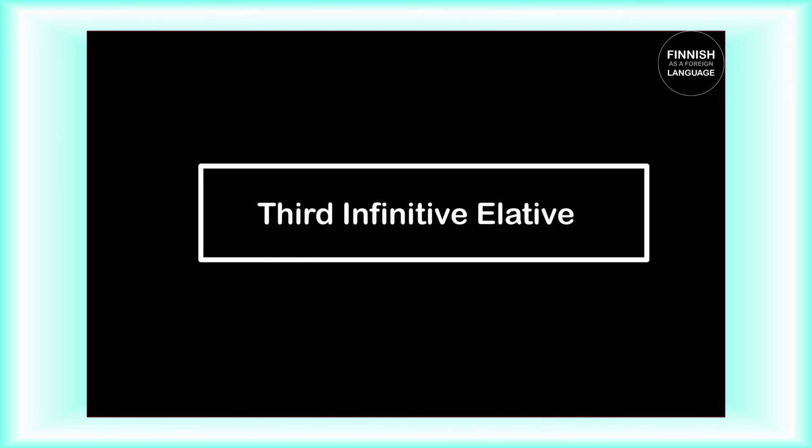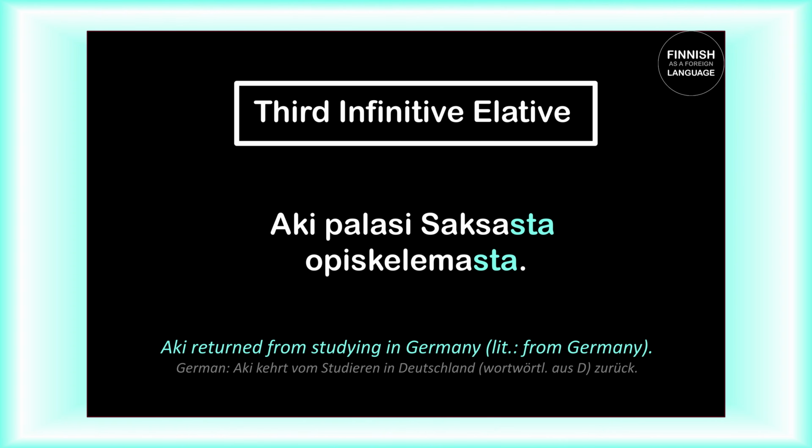Alright, now we move on to our next chapter, the third infinitive elative. This one is used when we want to say that we have returned from doing an action. For example, Aki palasi Saksasta opiskelemasta. Aki returned from studying in Germany. So, palasi here is the third person singular past tense of the verb palata, which means to return. Then we have Saksasta, which means from Germany, elative case of Saksa. And opiskelemasta here is our third infinitive elative, which means from studying, from the act of studying.